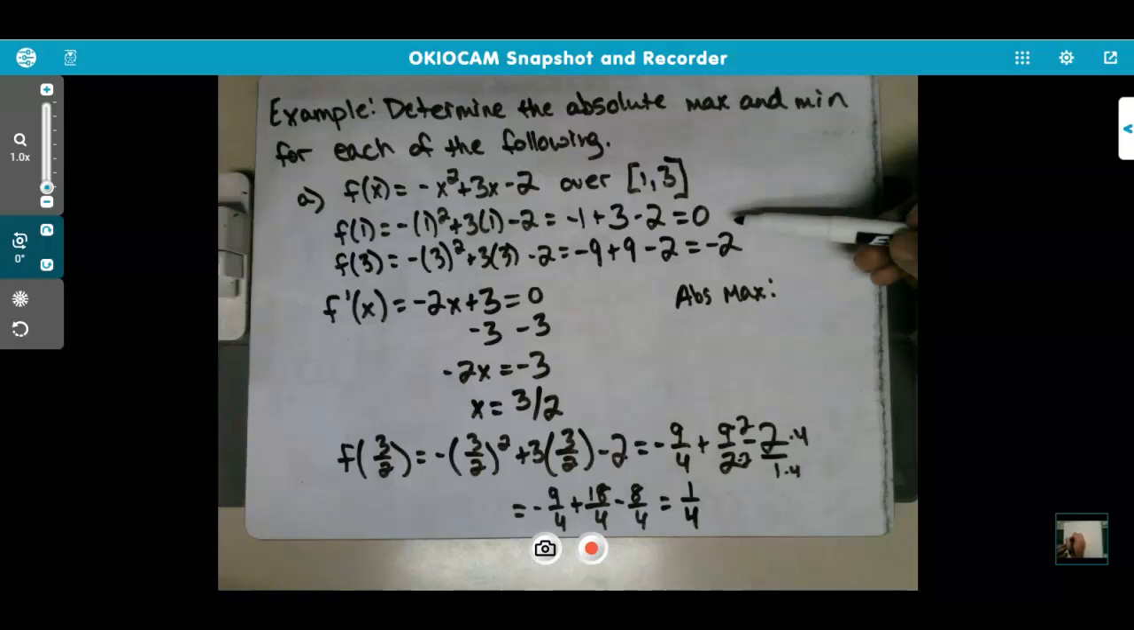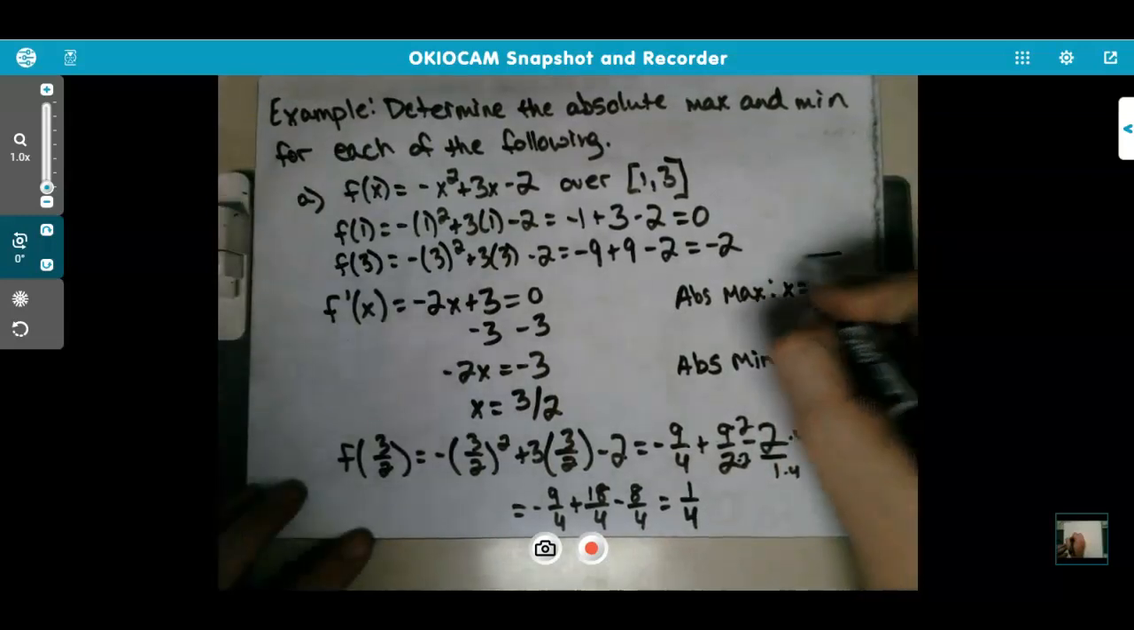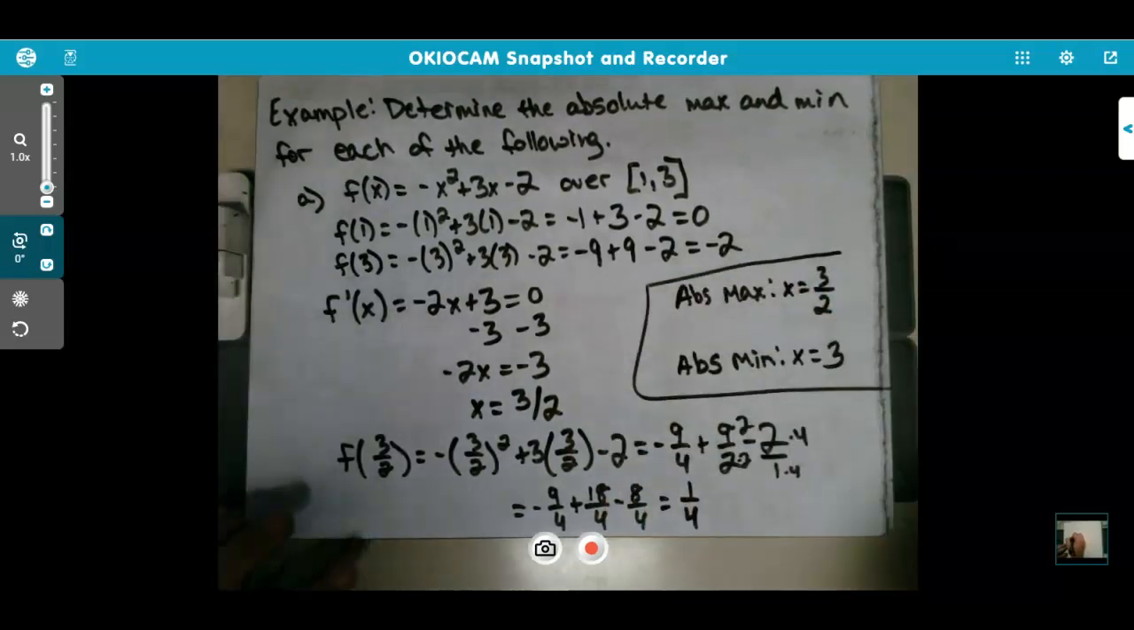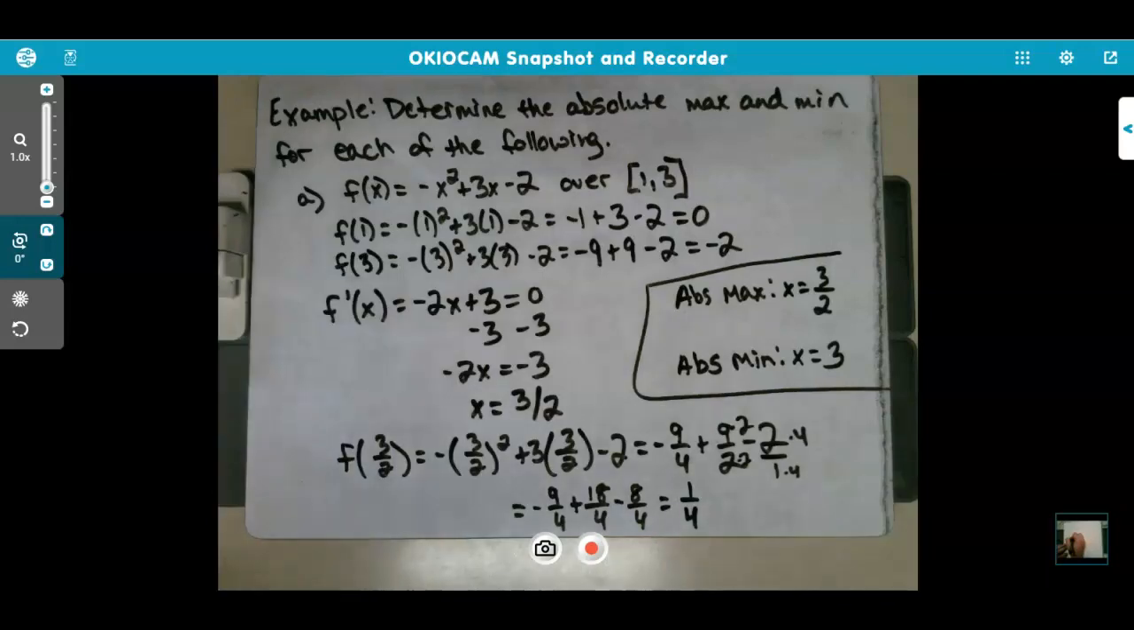So when I do the absolute minimum, I'm looking for the smallest one, right? So I'm going to look here, I got 0 here, I got negative 2 there, and I got 1 over 4 there. The lowest one of those is the negative 2, which happened at x equals 3. And there we go. That's how I find the absolute max and the absolute min. Let's do another example.